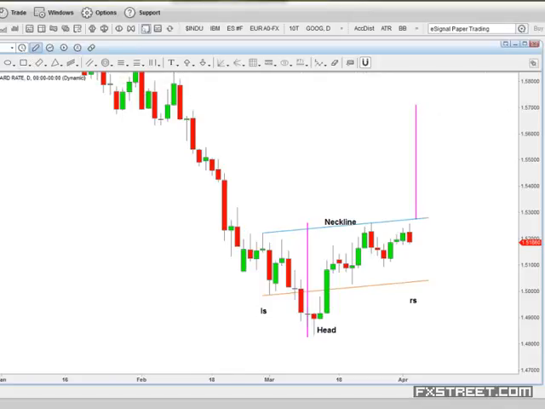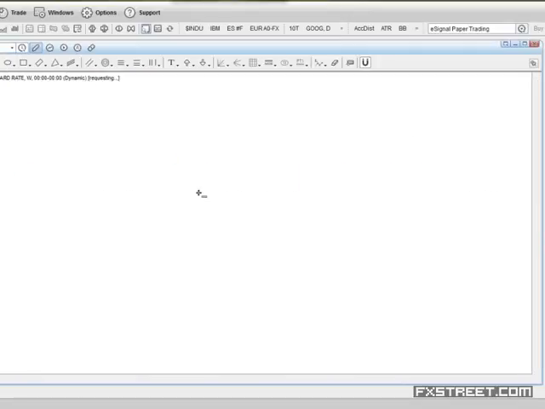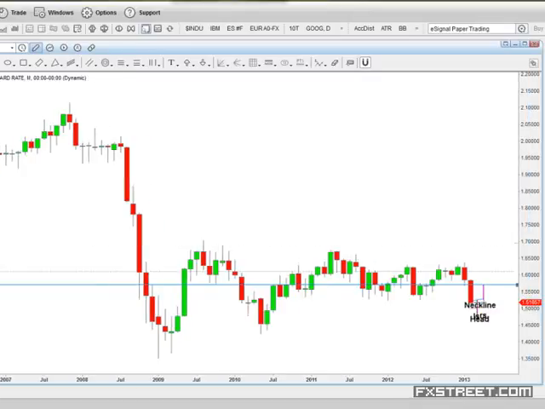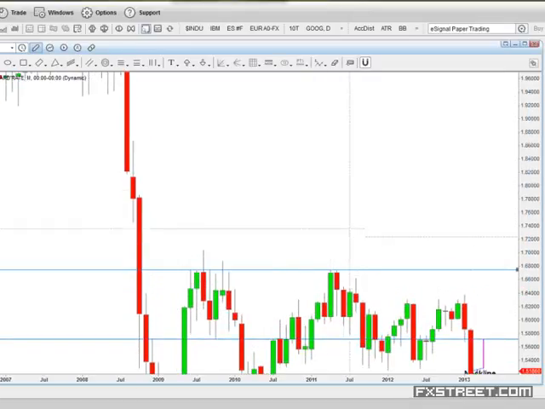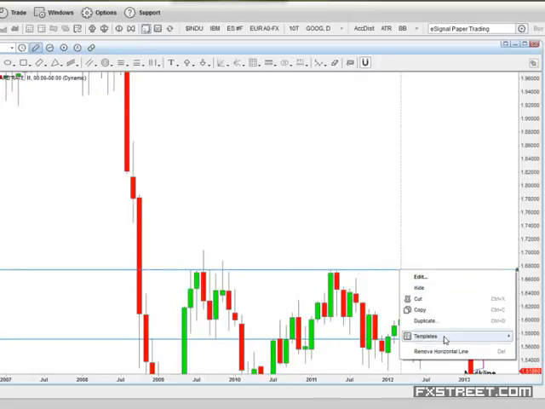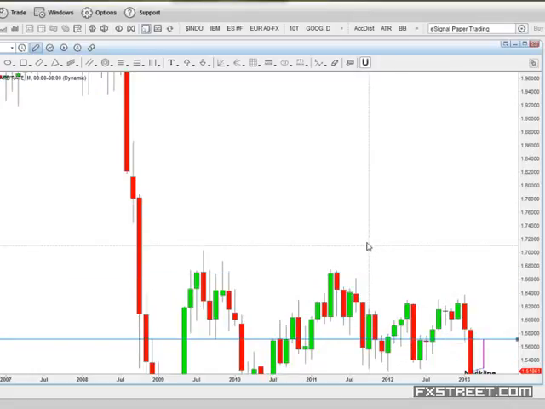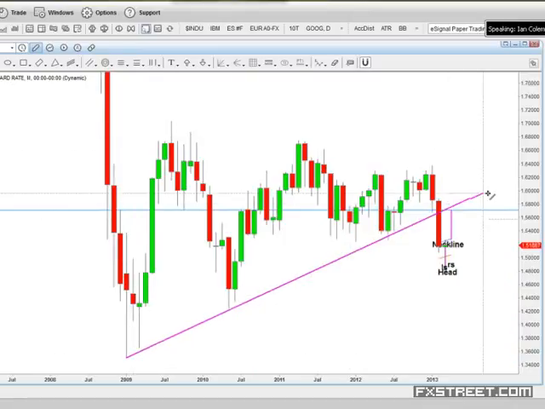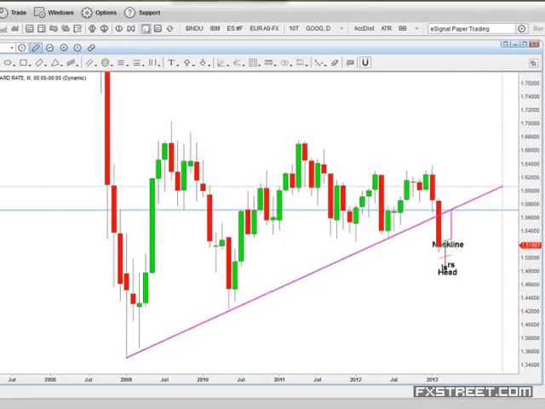Again, if we draw a horizontal line on here, this is why we break down the time frames. Going back to monthly, sorry. Let's remove this off. We'll put our reverse trend line on again. Not a million miles off, is it?